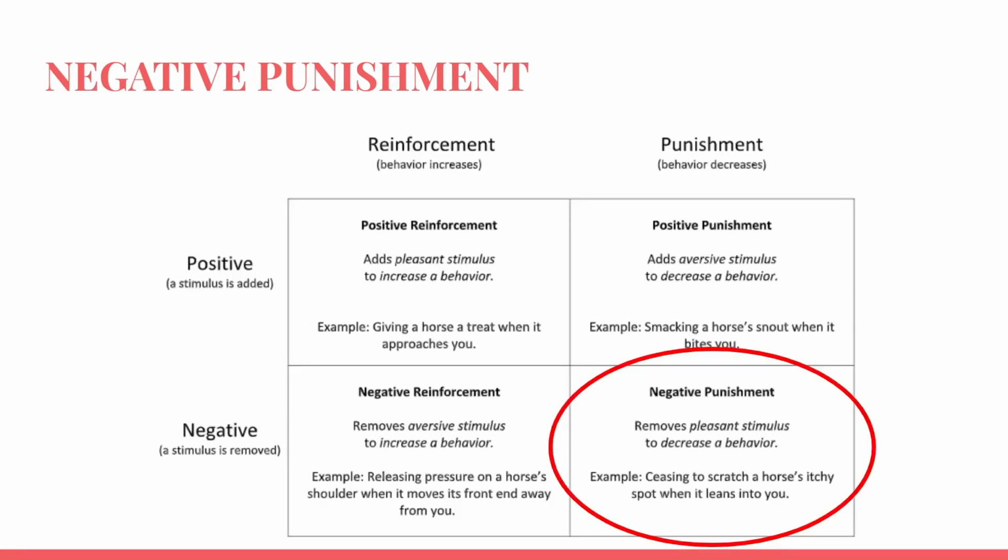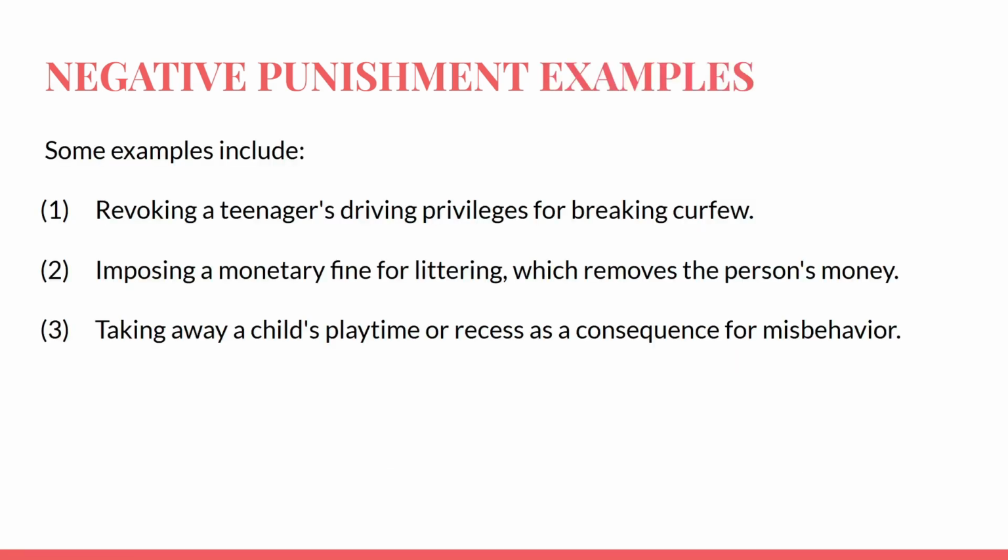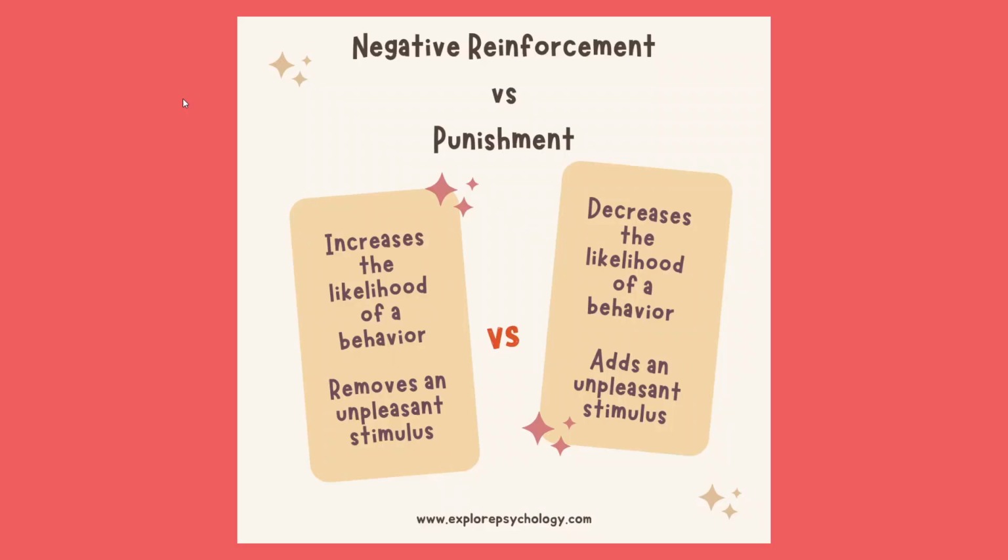Negative punishment involves removing a desirable stimulus to decrease an unwanted behavior. Some examples include 1. Revoking a teenager's driving privileges for breaking curfew. 2. Imposing a monetary fine for littering, which removes the person's money. 3. Taking away a child's playtime or recess as a consequence for misbehavior. One point I need to make is that negative reinforcement is not the same thing as punishment.